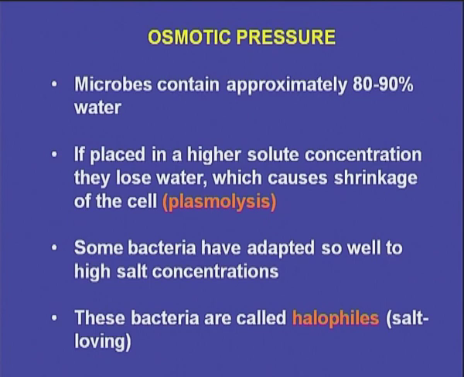Then osmotic pressure. Microbes contain approximately 80 to 90% of water, and when placed in a higher solute concentration, they lose water, which causes shrinkage of the cell. We generally call it plasmolysis. Some bacteria have adapted so well to high salt concentrations, and these bacteria are called halophiles or salt loving bacteria.